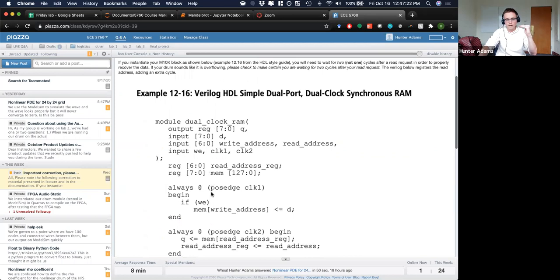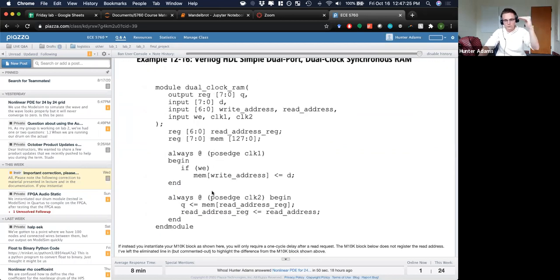If you do it the other way, then you'll set the memory address, wait for a state, wait for another state, and then the information will be available to be read. Are there questions about that?